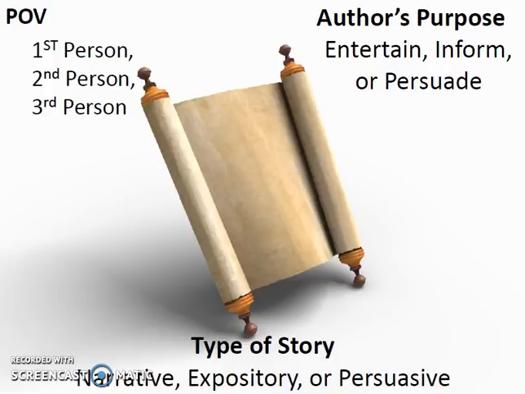Was the story written in first, second, or third person? The author's purpose and the type of story kind of go together. If they were writing to entertain you, then we know that's going to be a narrative. If they were trying to inform you of something, they were writing an expository. If they were trying to persuade you to do something, then they were writing a persuasive piece. So we'll put that at the end of the story as well.